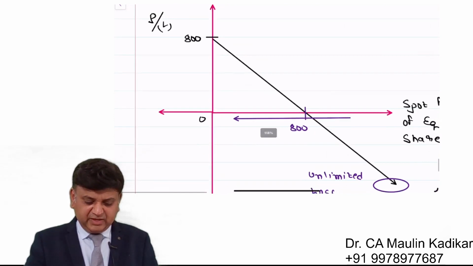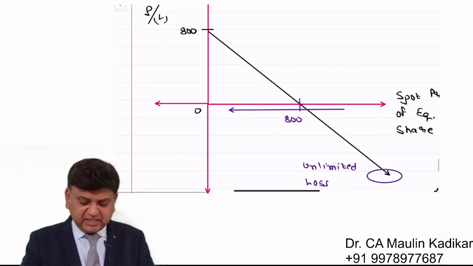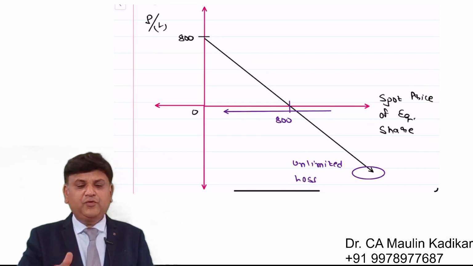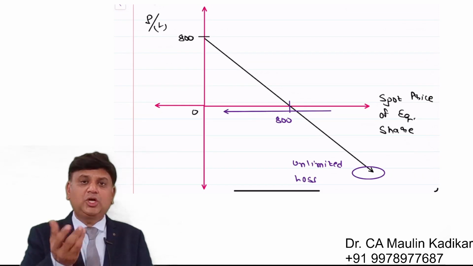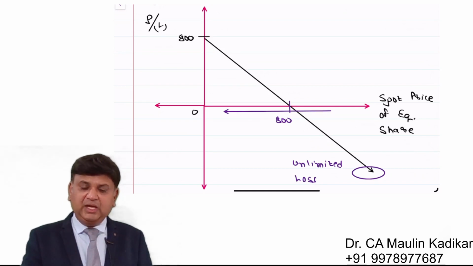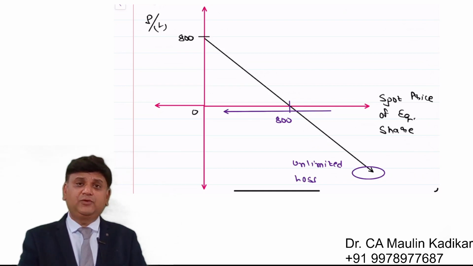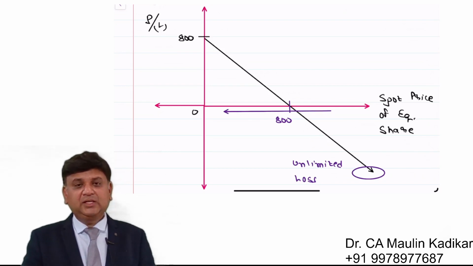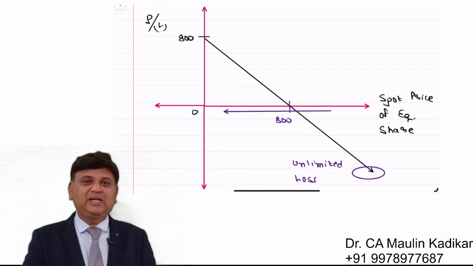This is the way we have the diagram. A trader who is entering into the transaction for forward sale is also said to be entering into the short position. When you enter into a transaction for buy, it is called a long position, and when you enter into a transaction for sale, it is called a short position. So you will enter into the short position if you are bearish, that the price of the underlying asset will fall down. That is what we understand.